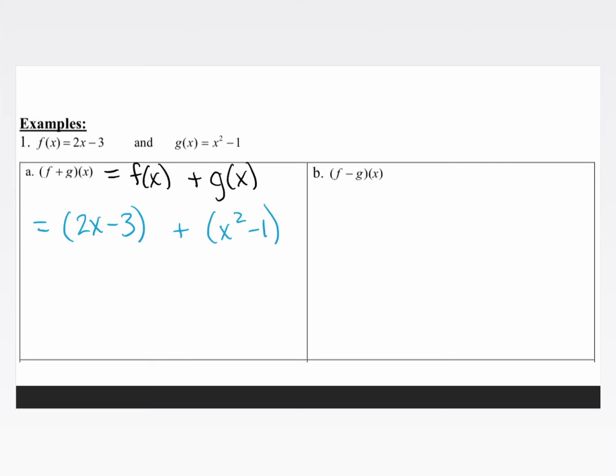Now we can combine our like terms and write our answer in standard form, so with the highest degree first, writing in decreasing order. We would have x squared plus 2x minus 3 minus 1. Combine our like terms and get x squared plus 2x minus 4. And again, this is what is called standard form.